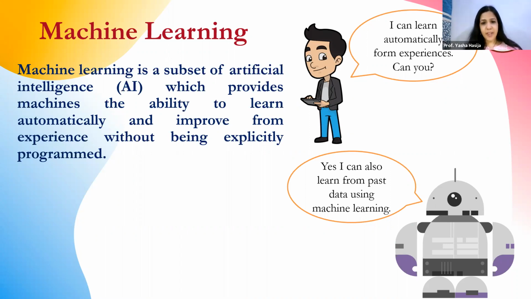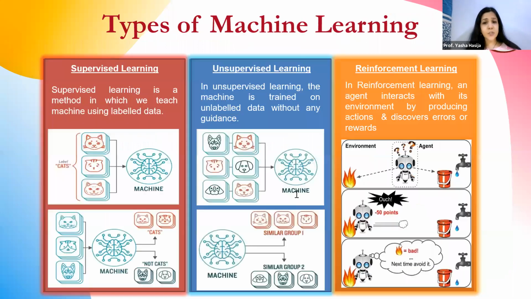So let us move ahead and take a look at various types of machine learning. Broadly, we have 3 types of machine learning: supervised, unsupervised, and reinforcement learning. First of all, we have supervised learning. Supervised, as the name suggests, means that somebody is supervising, somebody is overseeing and making sure that it is done in a certain way, right?